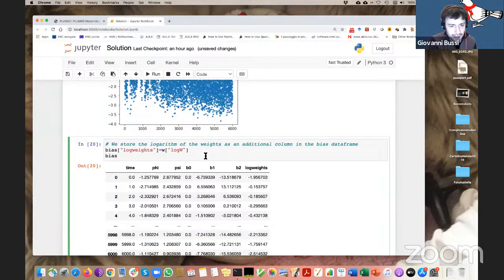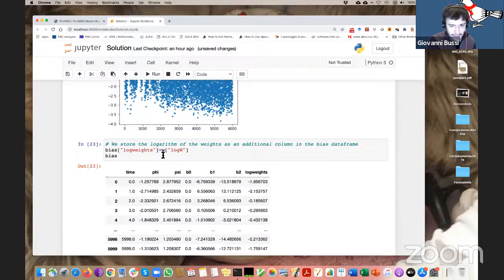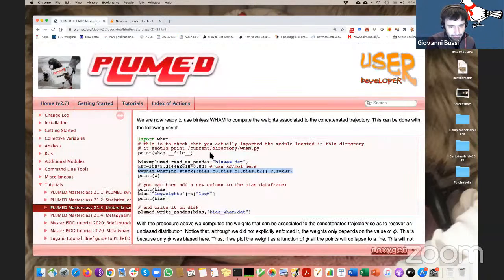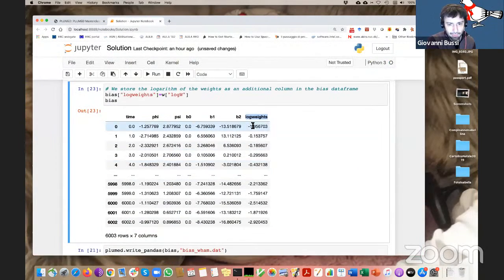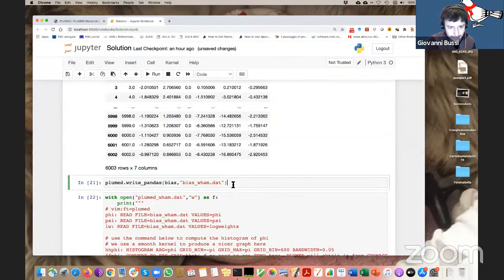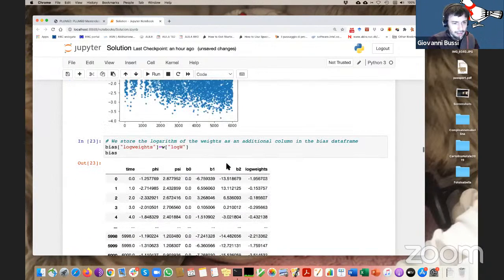Okay, so a thing that I like a lot about using pandas with Plumed is that you can also edit files. Like I can add a new column to this data frame, and there will be this new column called the log weights. This was explained in the structure, yes. So I'm just commenting it. So now there is a new column, and I can write it. Let me execute it to make sure I'm doing things right.